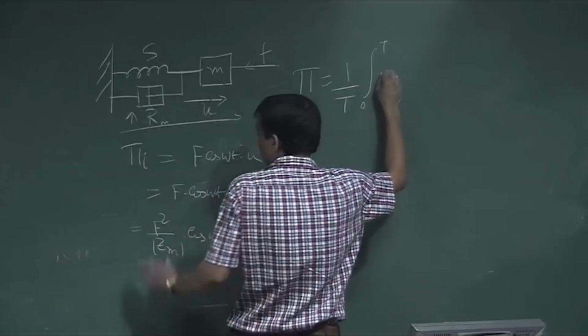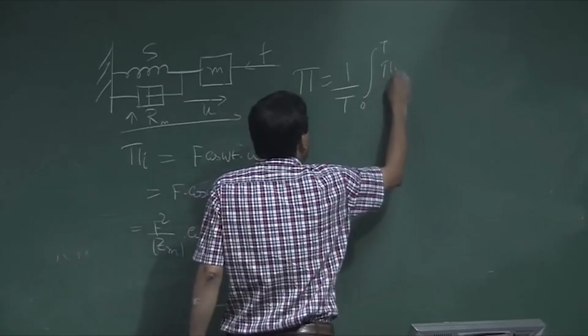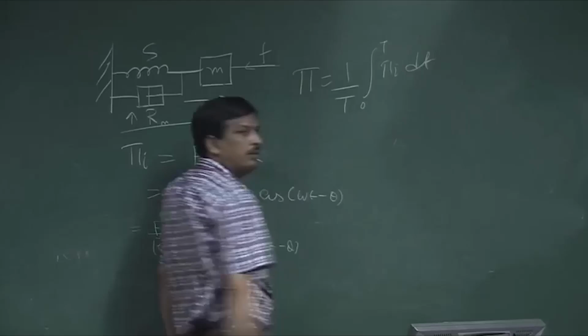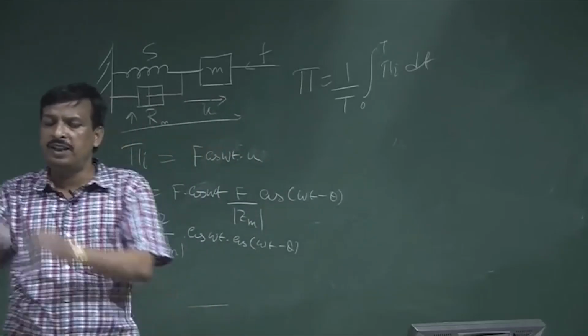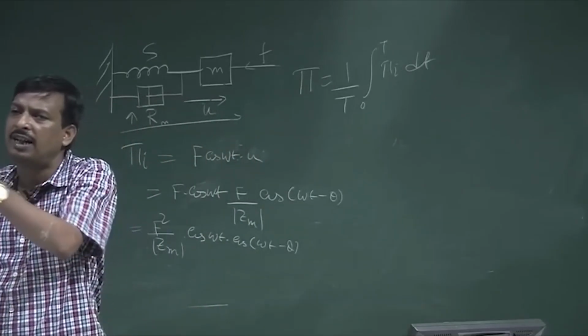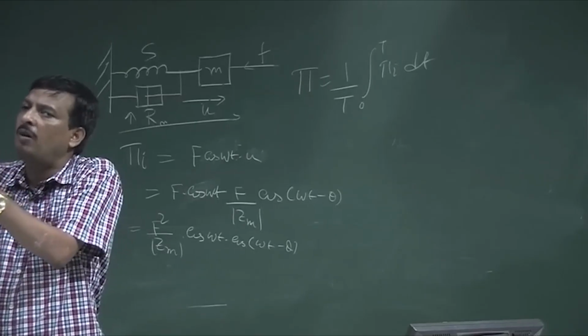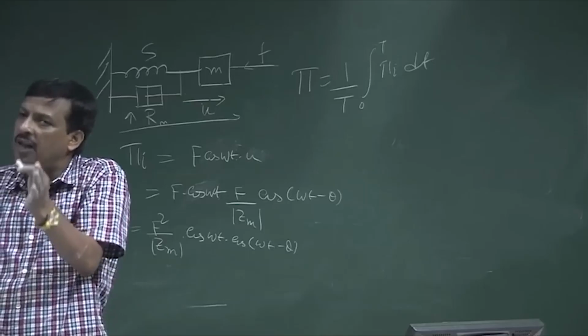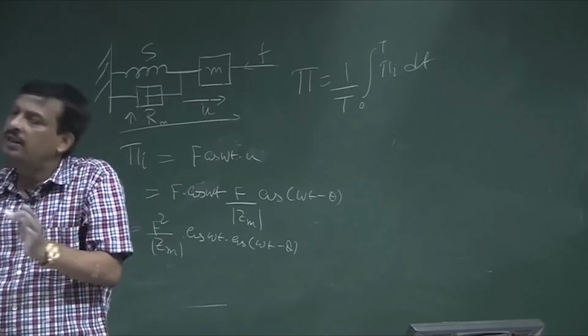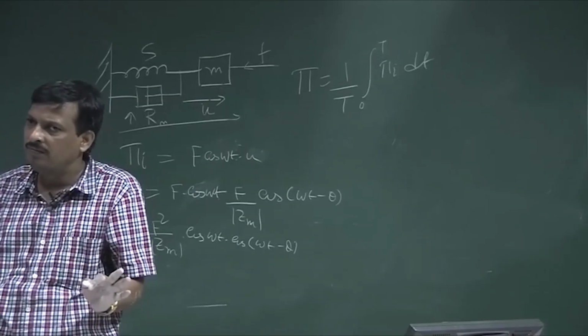Integration over the period of what? Of the instantaneous power, p = F v, dt. So, if the instantaneous power is F v, then the average power is nothing but an integration of that F v over a time period of 0 to T, divided by the total time period.